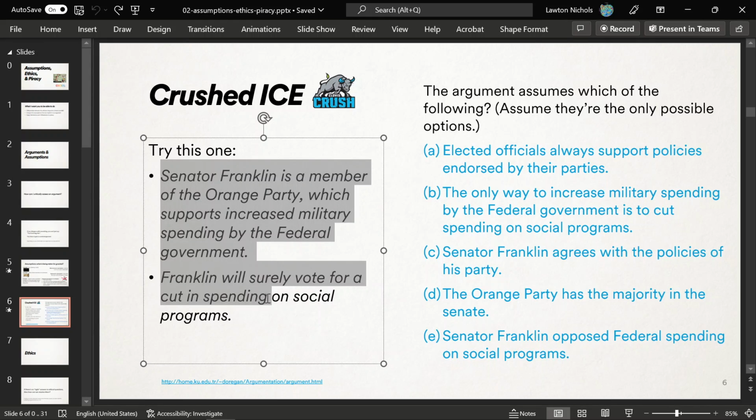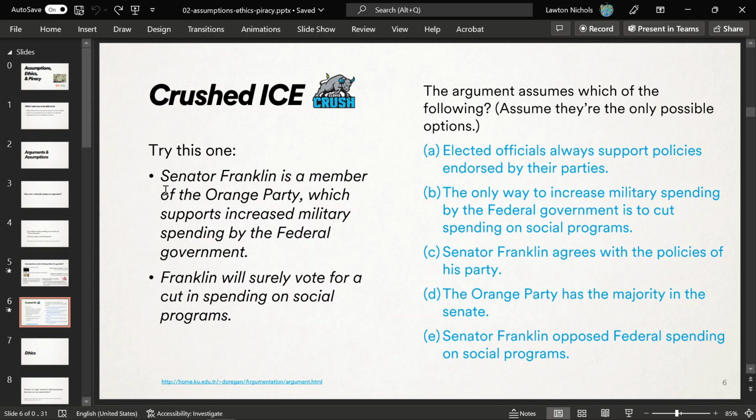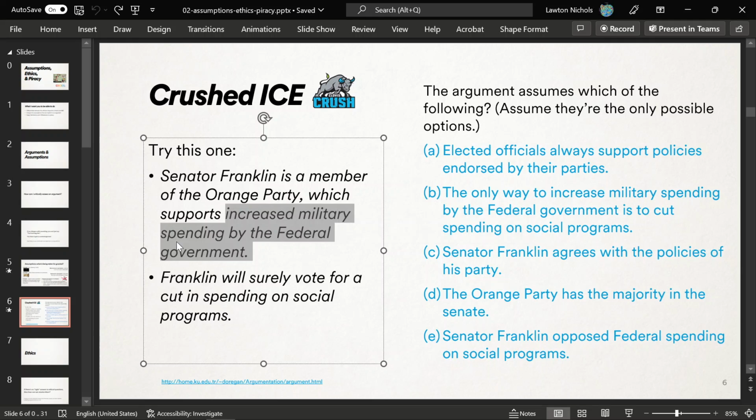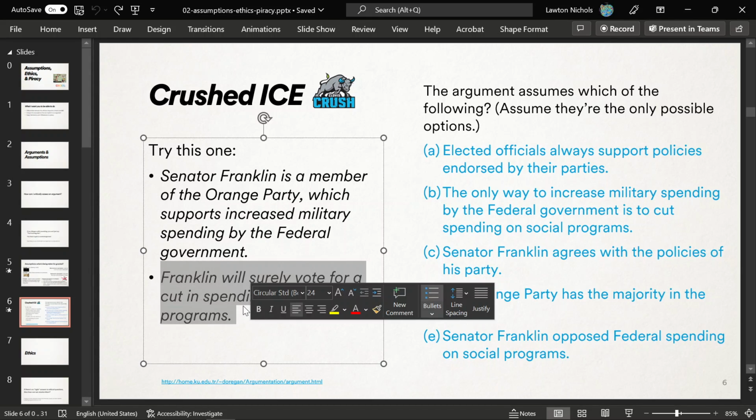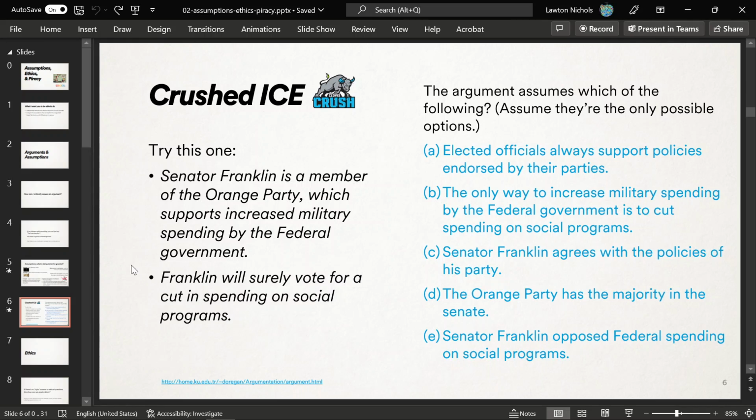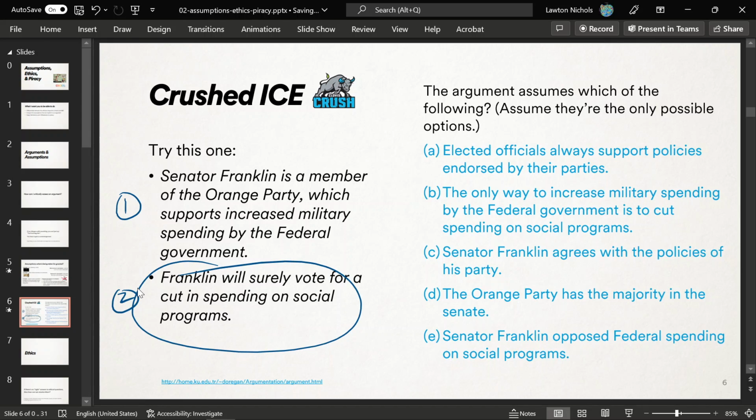So here are the 2 bullets. I'll read them to you and then send you off. Senator Franklin is apparently a member of the Orange Party, and the Orange Party supports increased military spending by the federal government. All right? And then the second line here is that Franklin will surely vote for a cut in spending on social programs. So this is the first sentence, this is the second sentence. This is what's being argued, right? Franklin will surely vote for a cut in spending on social programs. And so these 2 sentences are somehow connected in some way.